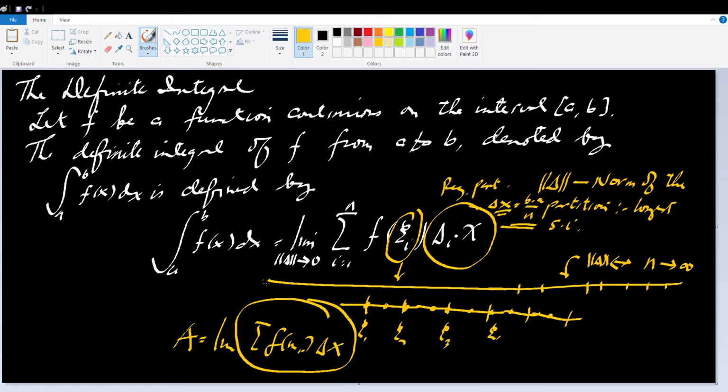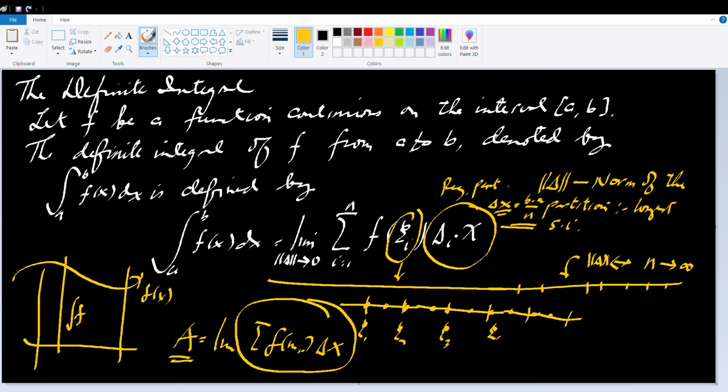So to find the definite integral is to find the area of the region beneath the graph of f of x. So if you want to find the definite integral of f of x dx, you simply get the area of the region beneath the graph of f and between the vertical lines x equal to a and x equal to b, above the x-axis. All right, so let us have an example.